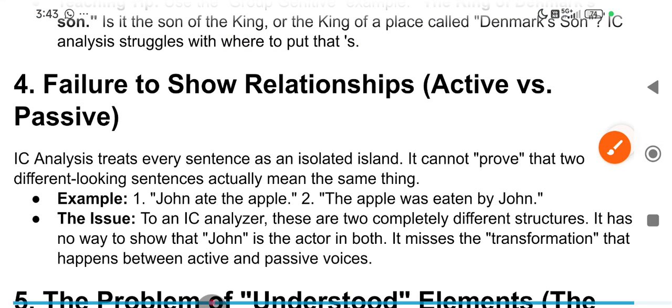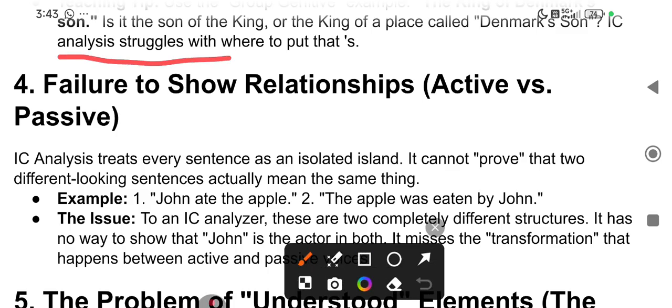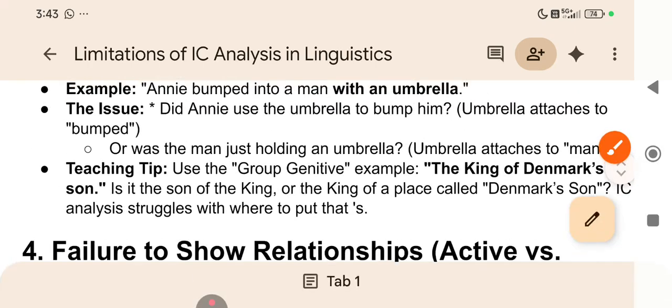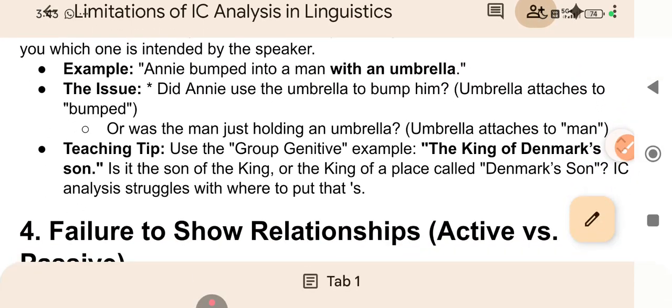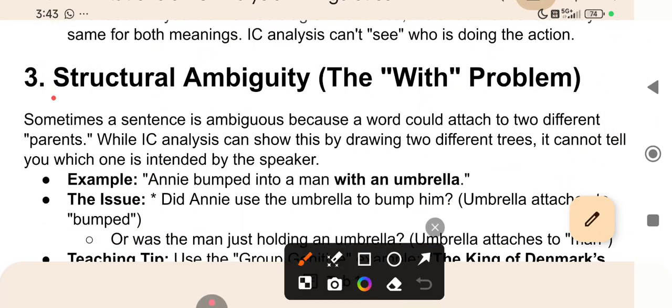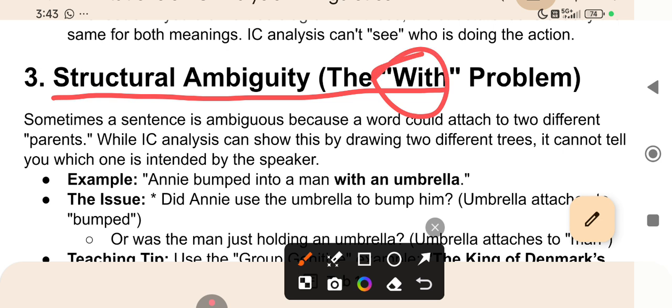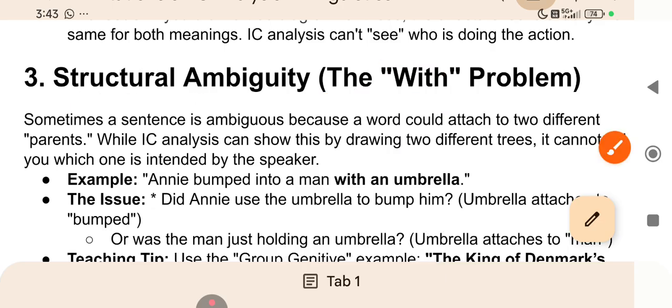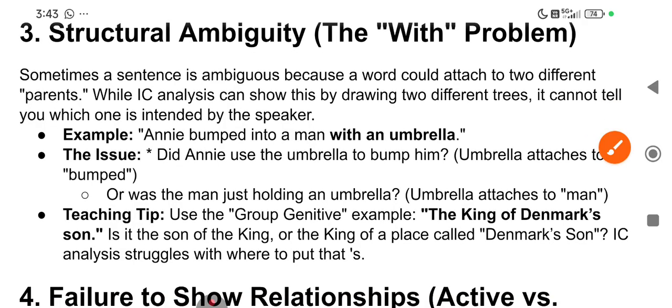So IC analysis struggles with where to put that. So that's a problem. Whom this umbrella belongs to, not clear. So that's a third problem, structural ambiguity because of "with an umbrella." "I saw a lady with the telescope." So I am holding the telescope, or the lady is holding the telescope, not clear. So this preposition or phrase creates a lot of problems.